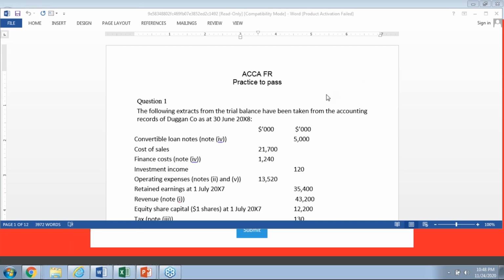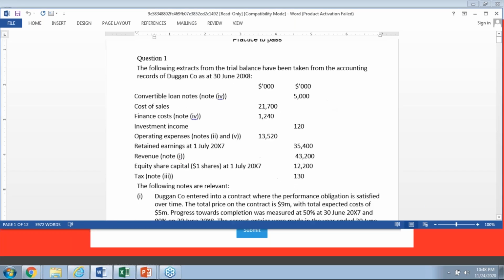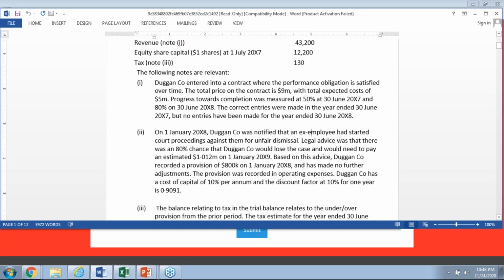Now, this handout has 7 questions. If you solve all these 7 questions, you will be able to solve all types of final account questions. Now, please try to download this handout. Maybe ACCA has emailed you this document.